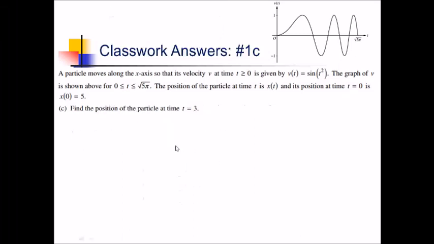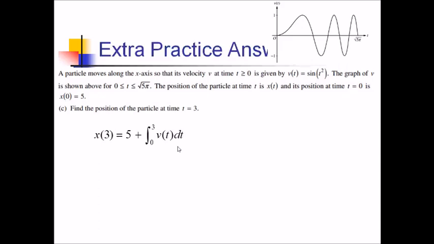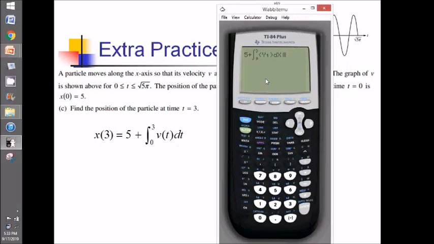For this part of the problem, I want the position of the particle at time 3. I know the position at time 0. x of 0 is 5. So x of 3, using my FTC, is going to be x of 0, which is 5, plus the integral from 0 to 3 of my velocity function. So let me do that on the calculator. So plugging all that in with my velocity as y1, that comes out to a position of 5.774.